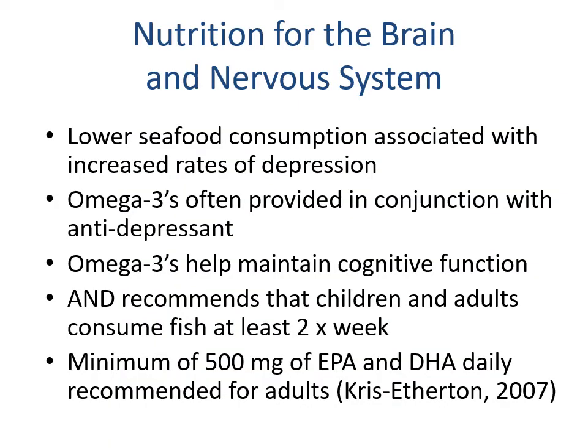So nutrition for the brain and nervous system, continued, and we'll talk about some interesting correlations. Lower seafood consumption is associated with increased rates of depression. Now that is an association, that's not causation, but it's interesting. And omega-3 is often provided in conjunction with antidepressants. Omega-3s may help maintain cognitive function. We'll talk about that in the neurology chapter as well. And the current recommendation is that we have a fish intake of at least 2 times a week, with a minimum intake of 500 milligrams of EPA and DHA per day.